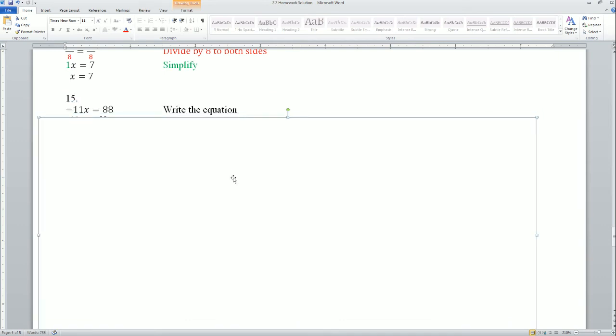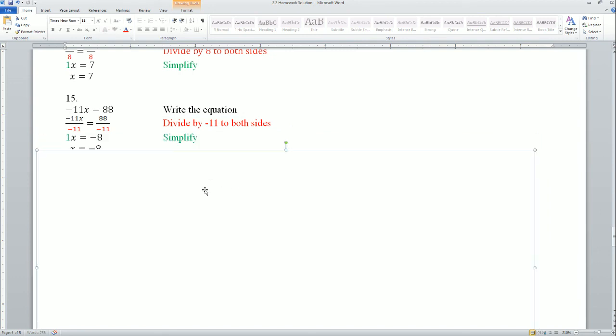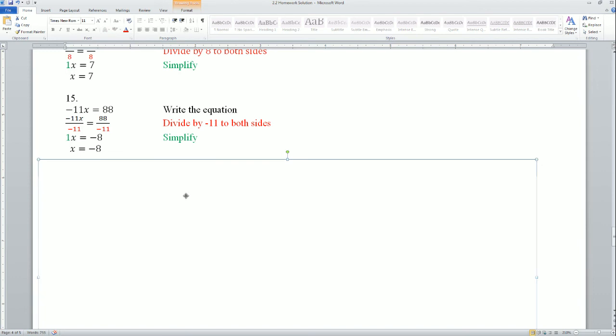15. Negative 11x equals 88 is the equation. Divide both sides by negative 11. On the left side, negative 11 divided by negative 11 is 1. 88 divided by negative 11 is negative 8. Your answer is x equals negative 8.